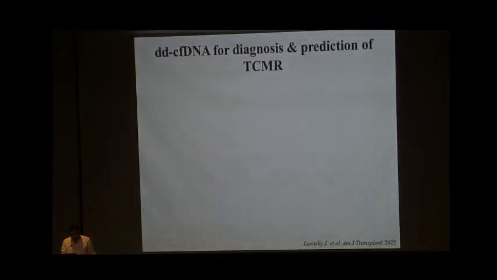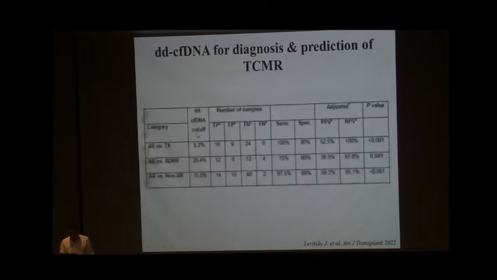So let's see the study published in the American Journal of Transplant just a couple of months back, I think, for diagnosis as well as prediction of T-cell mediated rejection. And here you can see that the proportion of donor-derived cell-free DNA is very low in transplant patients who are normal, is higher in transplant patients who have graft dysfunction but not rejection, and highest in patients who have graft dysfunction due to rejection.